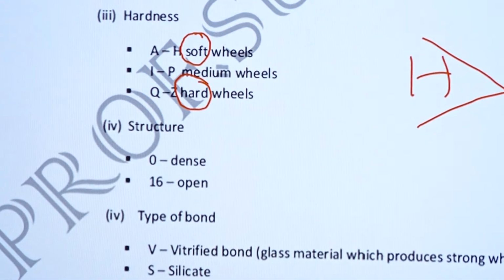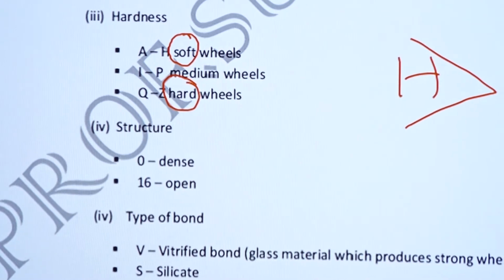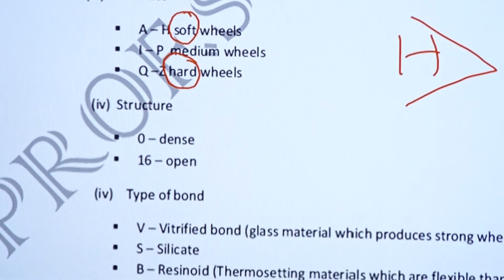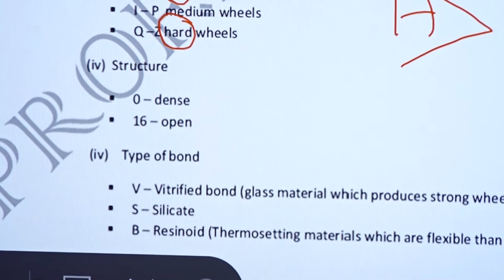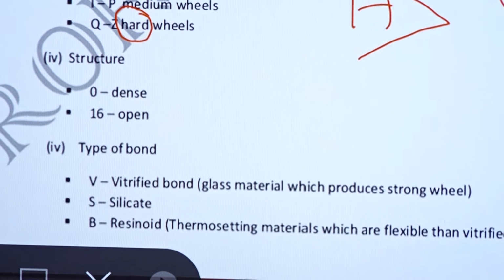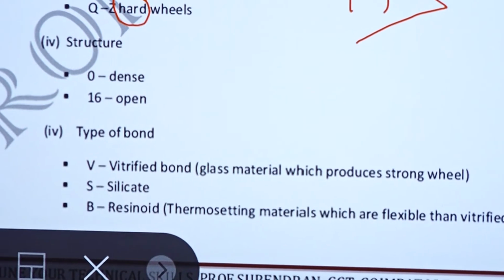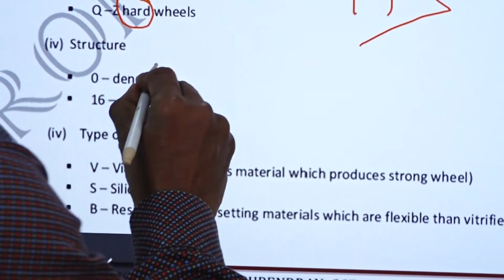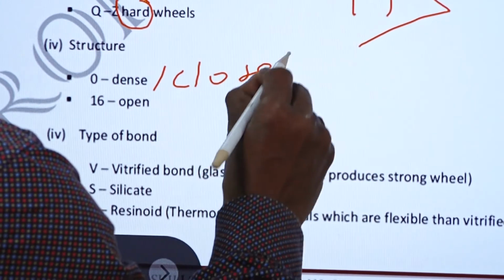Structure: 0 means dense, 16 means open. In between we can vary from 0 to 16. 16 means open, 0 means closed. So it is a dense structure, or closed structure.